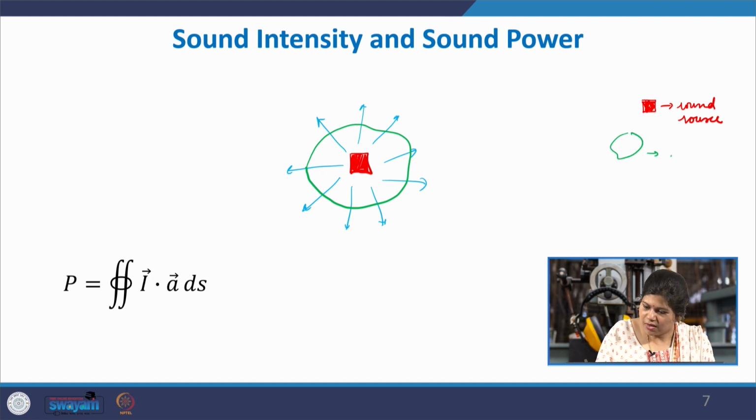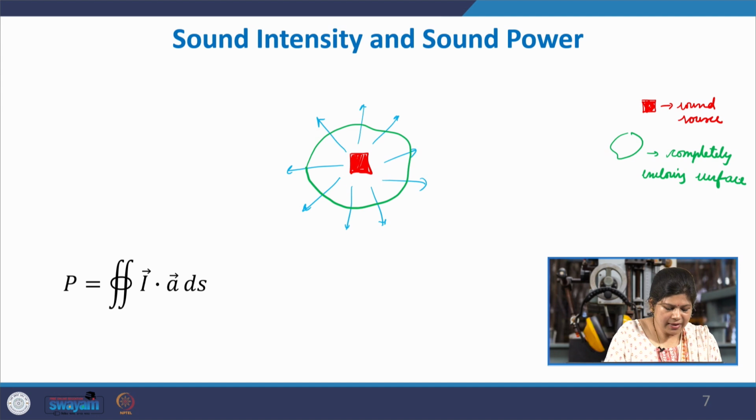So, this is a completely enclosing surface, and what we do is, let us say we take an infinitesimal element here. This is our infinitesimal element, and there would be some intensity. The intensity vector should be in the same direction as the direction of the flow of the energy. So, this is the intensity vector I.